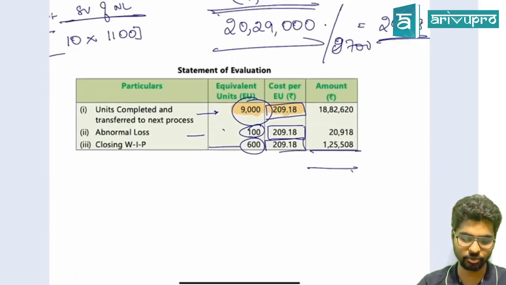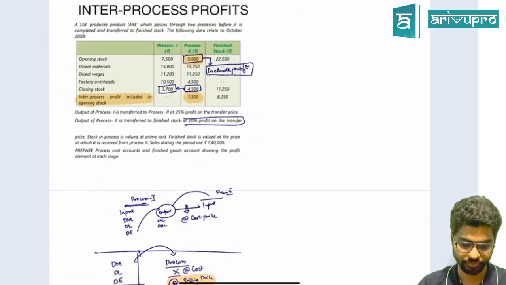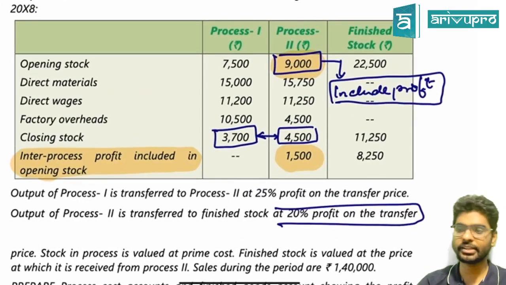Done. Now let me come to process 3. Now opening stock, how much profit is included?